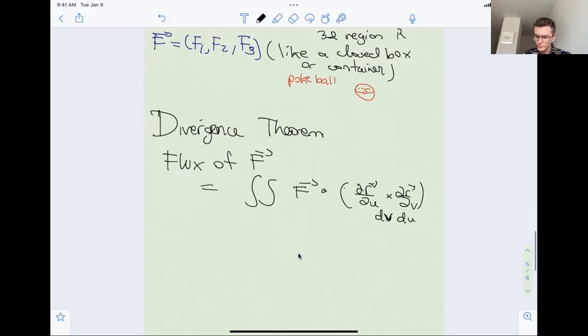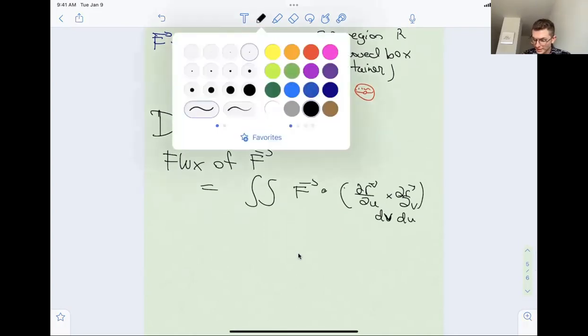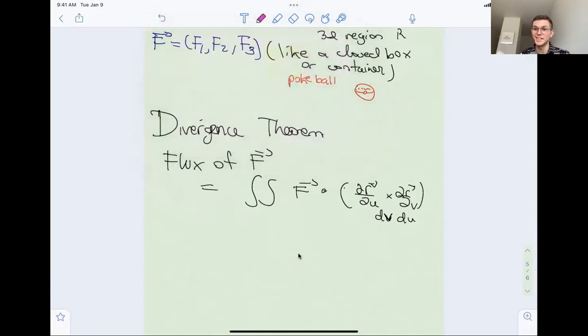Right? What the theorem does is allow you, instead of doing this integral directly, this double integral, to do a triple integral instead. So what the theorem says is that you can replace this computation by a triple integral over the region R of something called the divergence, which I'll write in a moment.